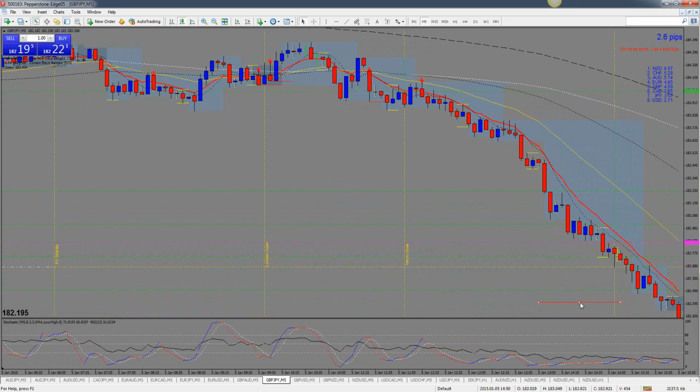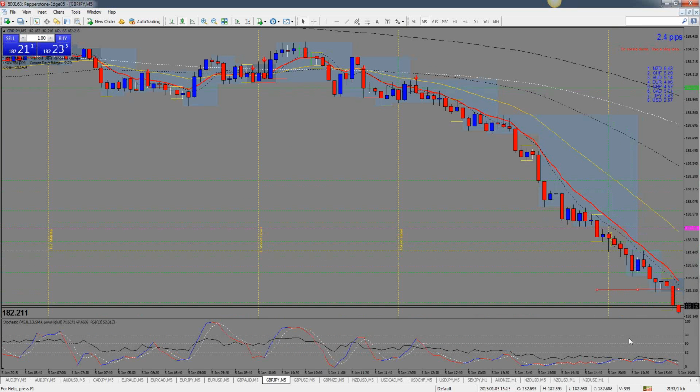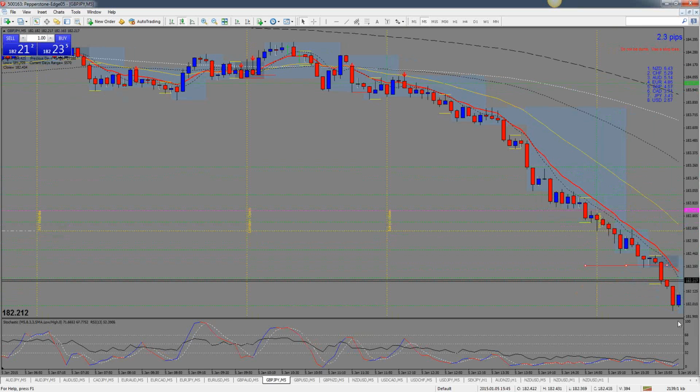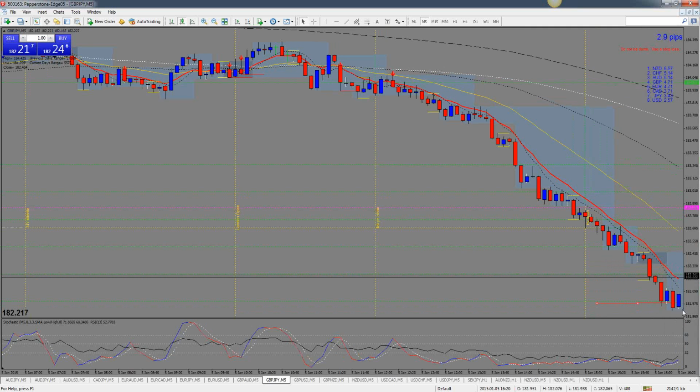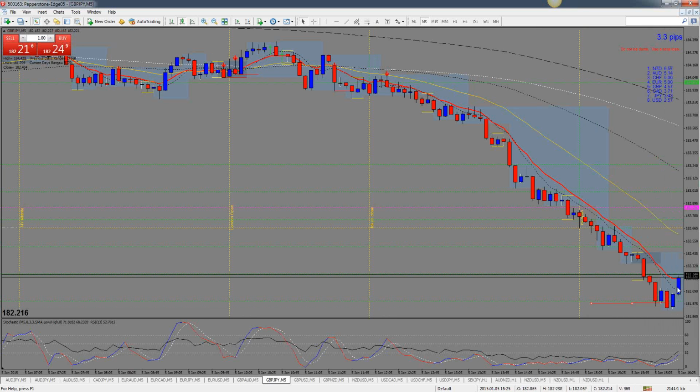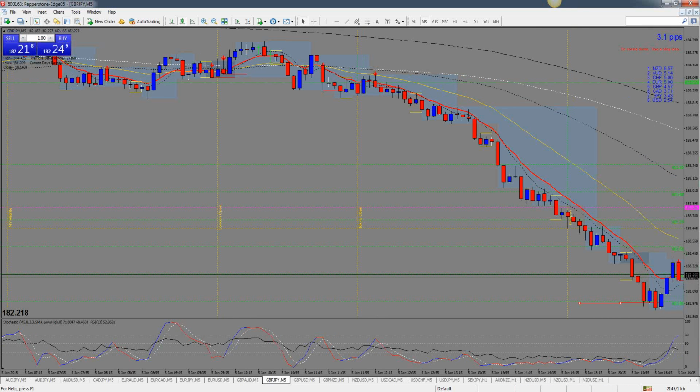Doesn't want to let me grab it. All right. And that was a good trade, that one. We have another inside bar here. This inside bar, let me move that down to the inside bar. It broke the inside bar. All right. And we have our 5 pips. All right. So we're out of the trade. And it's a good thing we're out of the trade.